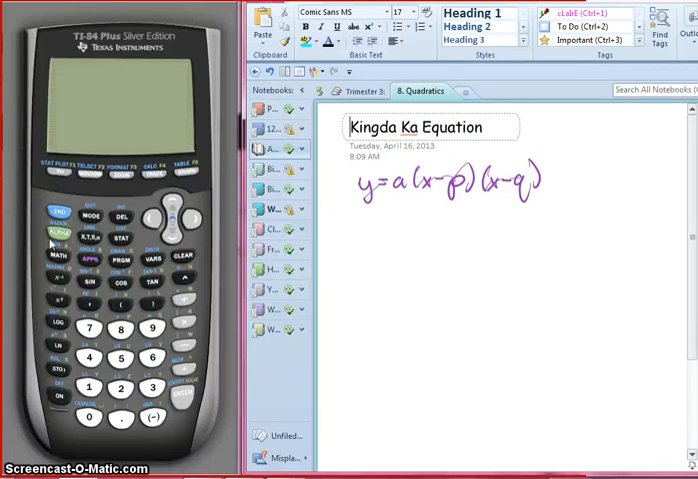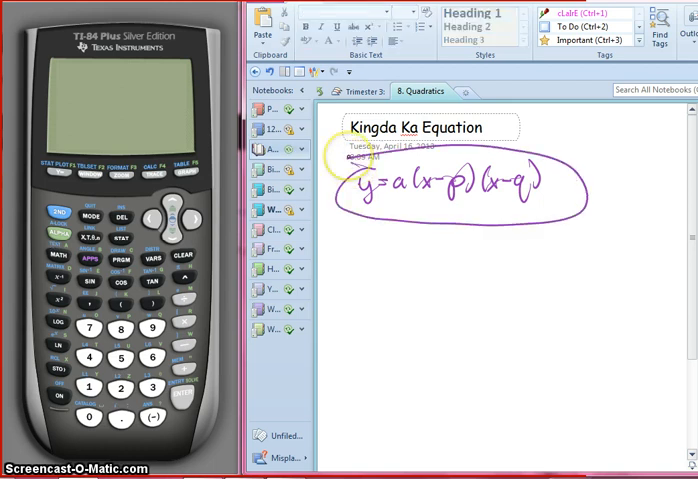So today we're going to find how many feet you would go down from the top of the roller coaster Kingda using the following equation right here. Alright, so first we want to plug in our x-intercepts. So it would be y equals a, and then x minus 0, and then x minus 60.34, because these are the two intercepts.